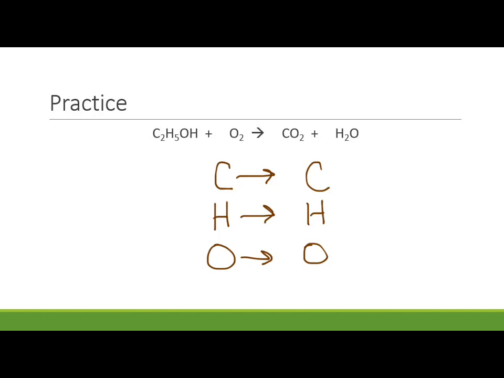This one's actually the burning of ethanol, or drinking alcohol. So if you've ever had a nice flambé dessert, this is what's happening. So while they're flambéing it, you could go ahead and write this equation out on a napkin and impress people. You try it and let me know what happens.